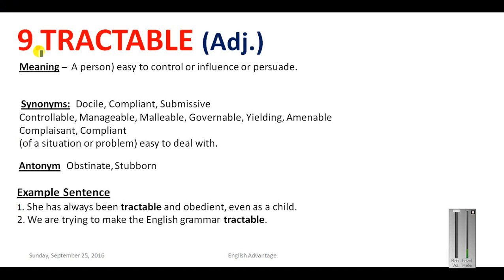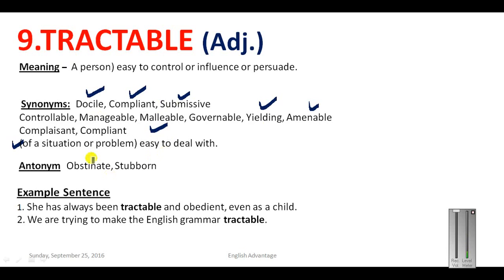Okay, so the correct word and very common word is docile. A docile person is very obedient, very submissive, compliant, who complies with your rules, who does whatever you ask him to do. And submissive, okay, malleable. Yielding means the person who is ready to surrender, yielding. Amenable, very good word. Compliant. And this word tractable is also used with reference to a situation or problem. A situation that is easy to deal with is called tractable. A situation or problem that is easy to deal with is called tractable.